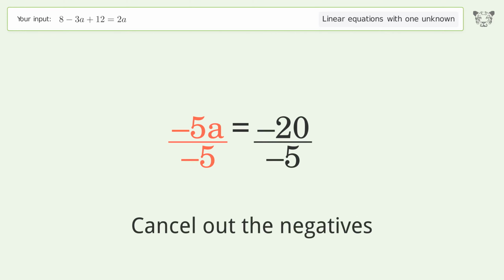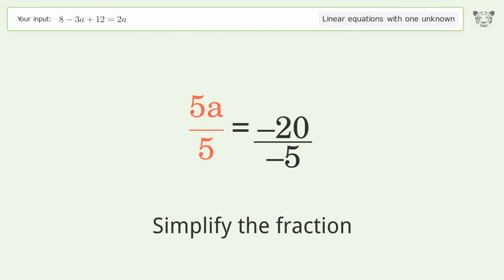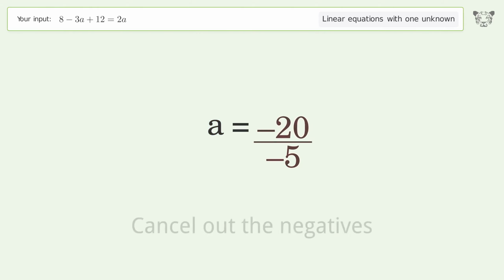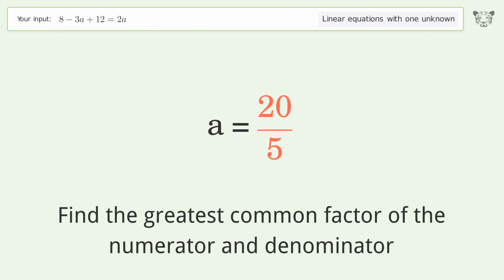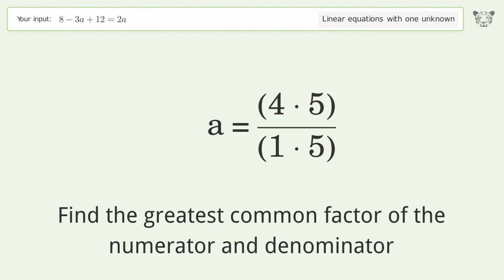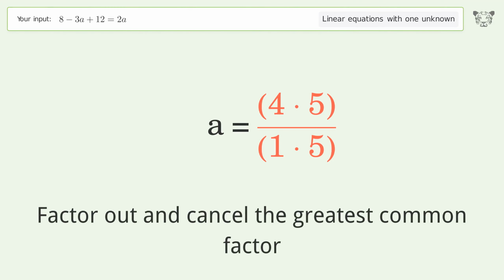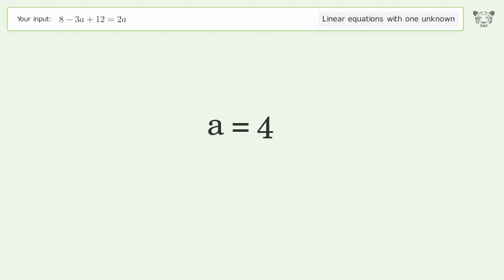Cancel out the negatives. Simplify the fraction. Cancel out the negatives. Find the greatest common factor of the numerator and denominator. Factor out and cancel the greatest common factor. And so the final result is a equals 4.